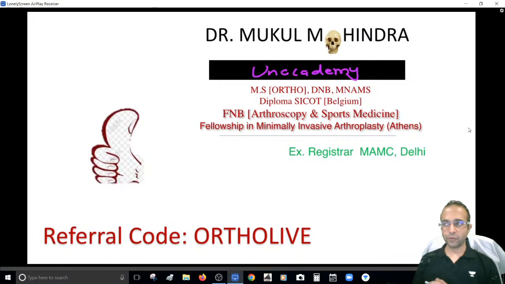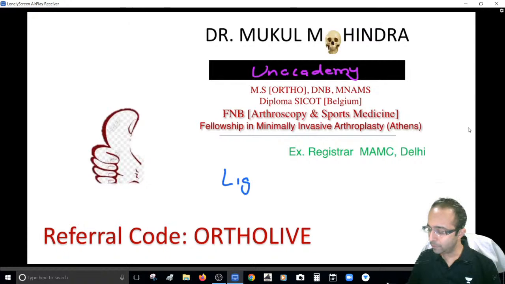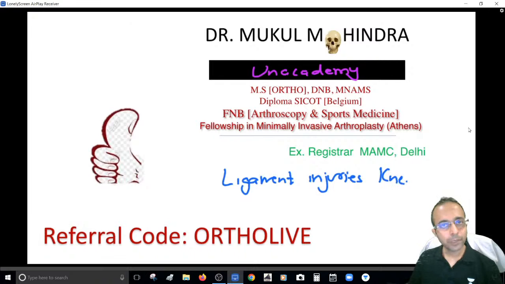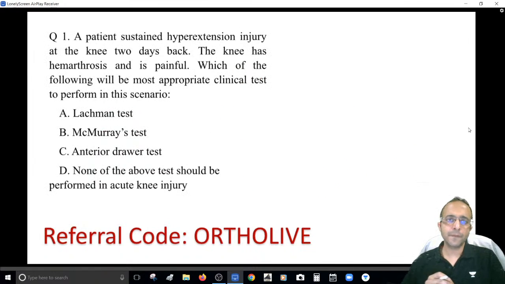Now this is a session where I have aimed to present some MCQs, and the topic I am going to focus on is ligament injuries of the knee, a very important area that you cannot afford to miss in case you're going for your orthopedics exam. So I'll try to focus on these areas and simultaneously discuss some MCQs from the same area. Starting first up with this particular question.